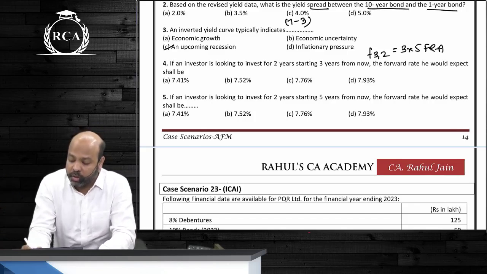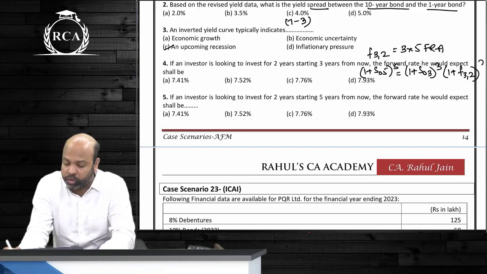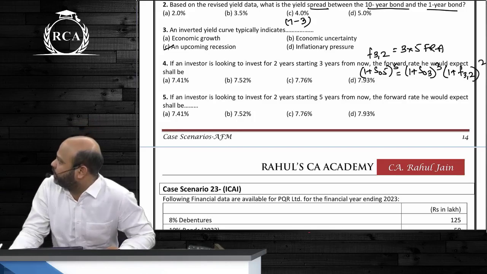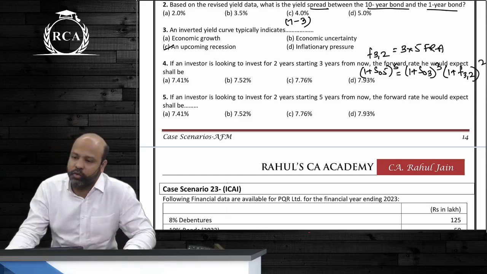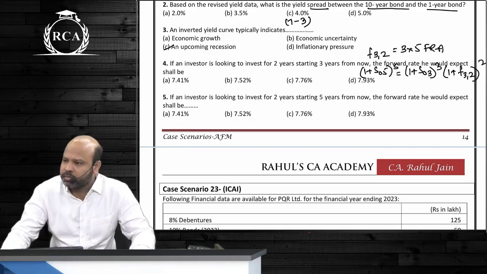How will you do this? (1 + S5)^5 = (1 + S3)^3 × (1 + F32)^2. You can just write that relation. (1 + S5)^5 will be equal to (1 + S3)^3 into (1 + F32)^2. Done. Next bit.